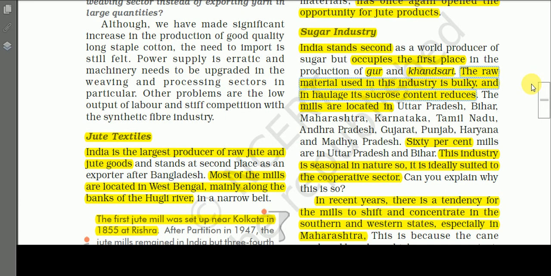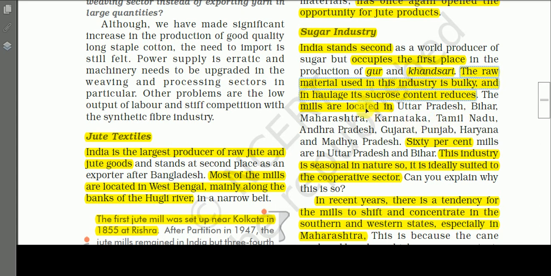The raw material used in the sugar mill is bulky and heavy, and in haulage, that means in transportation, its sugar content is reduced. That means we cannot transport sugar cane for long distances. If we transport it, then the sugar content will be reduced.